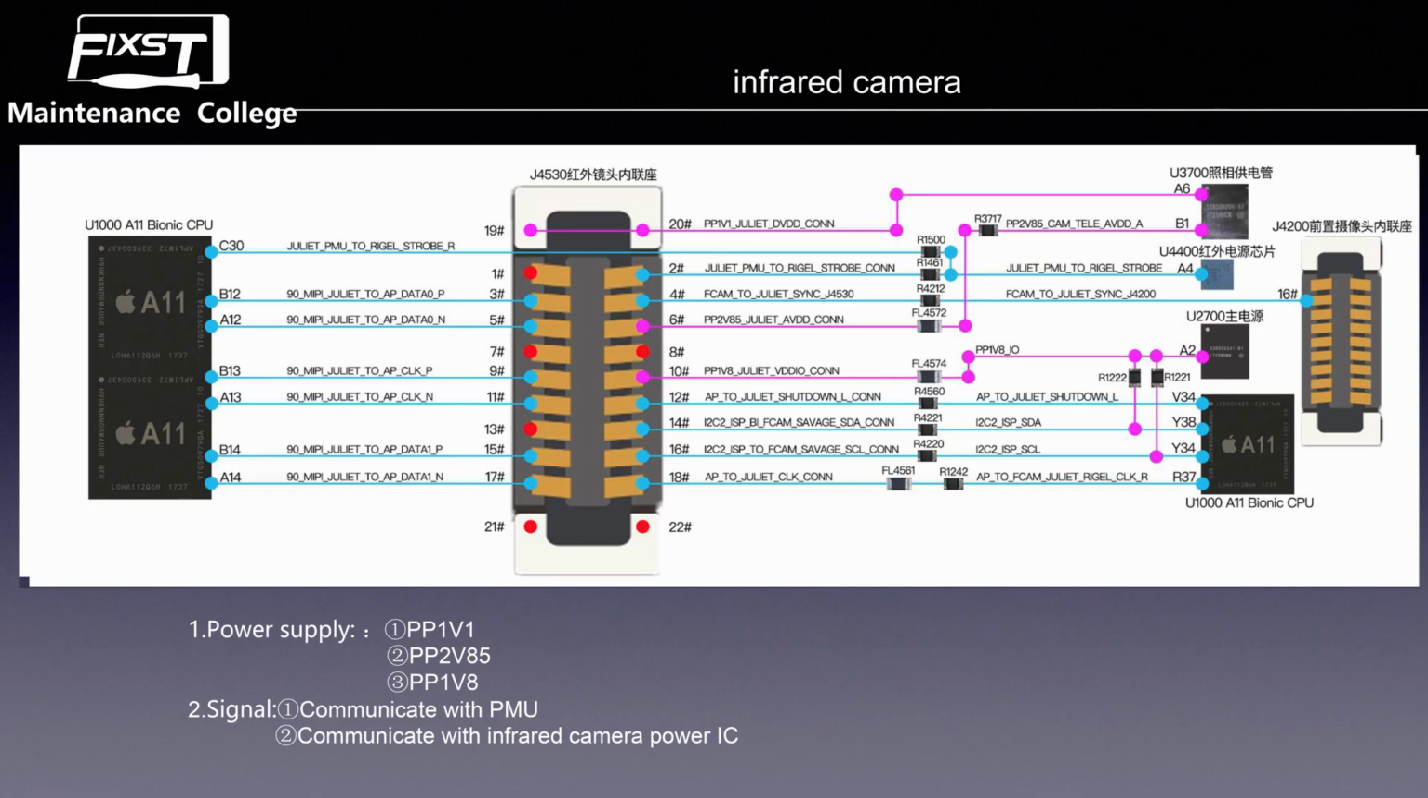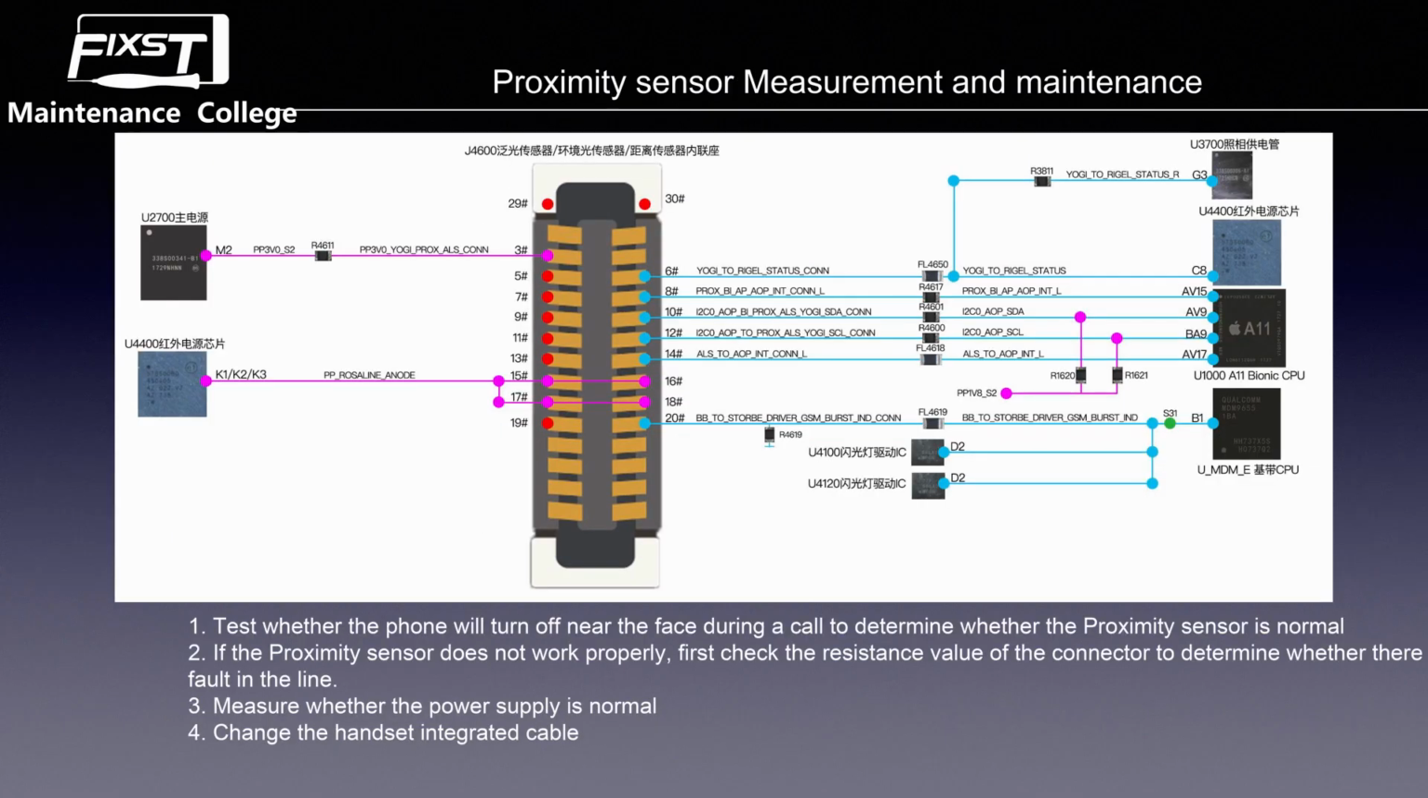And now we are talking about the proximity sensor. If it is damaged, how should we test and repair it? First, we need to confirm whether this sensor is working normally or not. First, we need to make a call. During the call, put the phone close to our face. If the LCD turns off, it means the proximity sensor is working normally. If it cannot turn off, it means the proximity sensor is working abnormally.